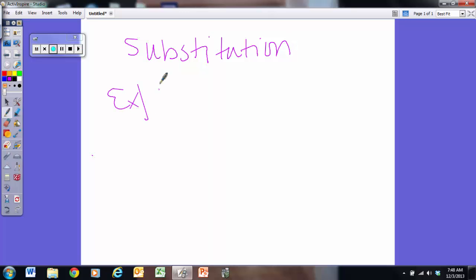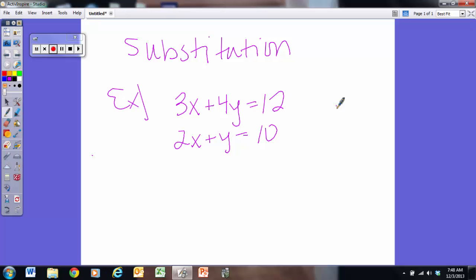For example, the first problem is 3x plus 4y equals 12. And the other equation is 2x plus y equals 10. Now, I could graph this on a graph, but the y-intercept for this equation would be positive 10. So that would be way up high. And this one would be positive 3. It could just be a little bit tricky to graph. It wouldn't be hard, we could do it, but there's another way to solve.